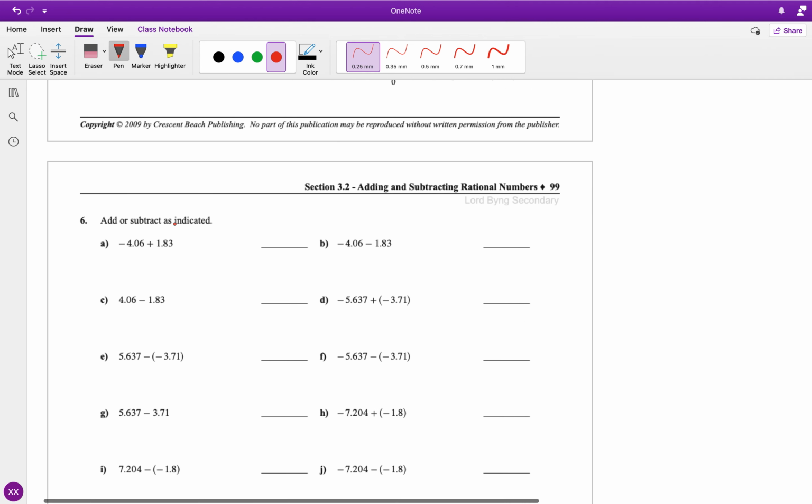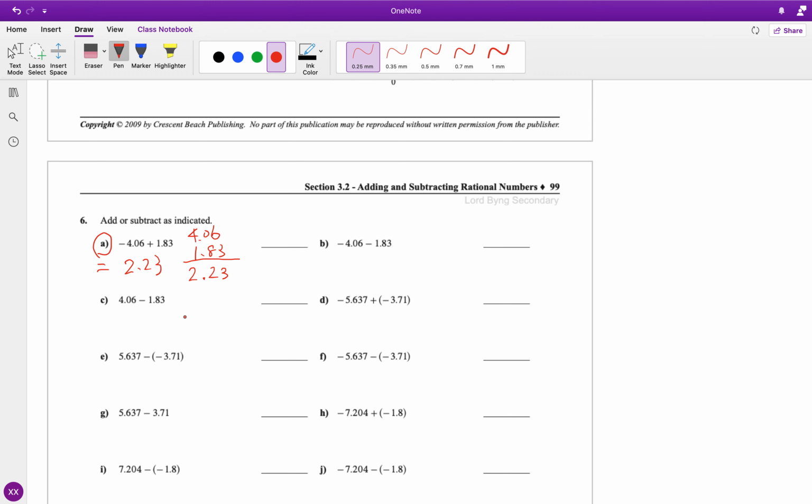Okay, so here we go. First question. This is a negative number, and this is a positive number. Therefore, I'm going to find the difference. Difference means I use the big number to subtract the small number. So 4.06 subtract 1.83. Here you can use a calculator, before we could not. That is 2.23, our numerical number.